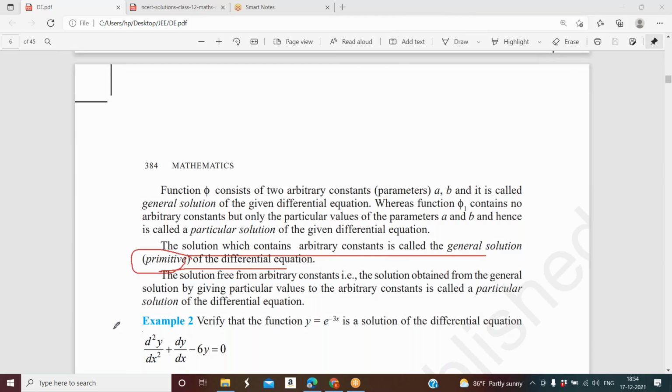What about the particular solution? A particular solution means if you give particular values to the arbitrary constants in the general solution, then that is known as a particular solution.